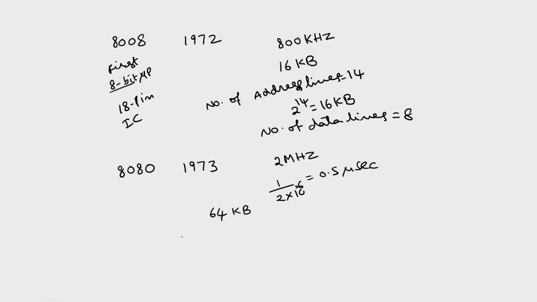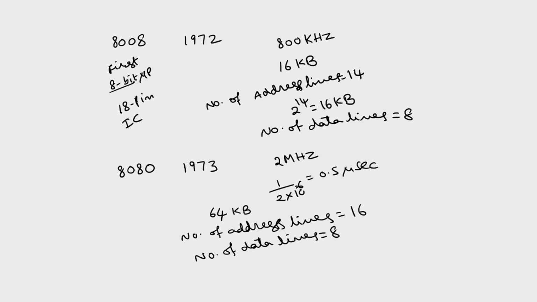That is, the number of address lines here is 16. So 2 raised to the power of 16 is 64 kilobytes. The number of data lines here is 8, because this is also 8-bit, same as that of 8008. So the major advantage of this one is speed is more, as well as the memory capacity is more.